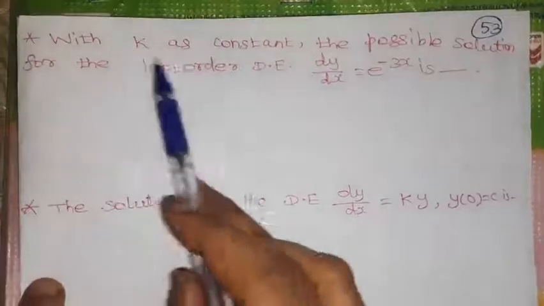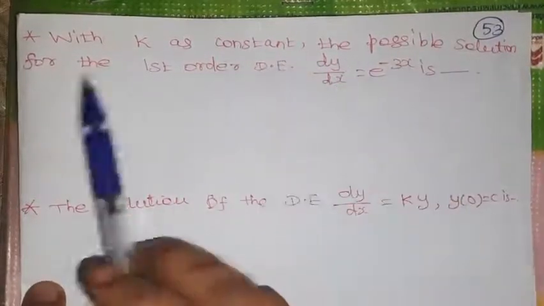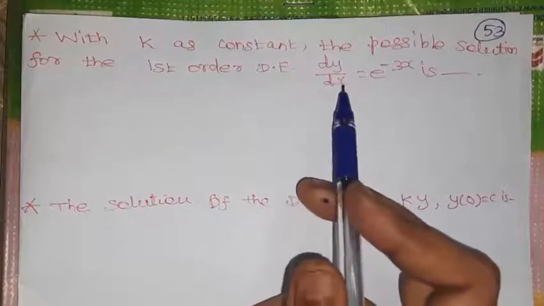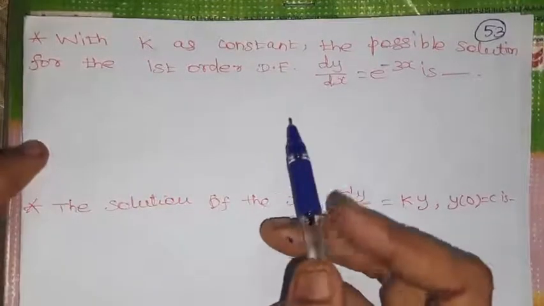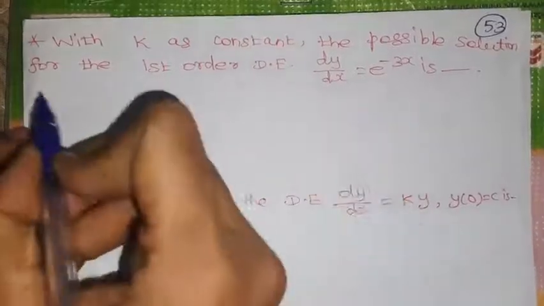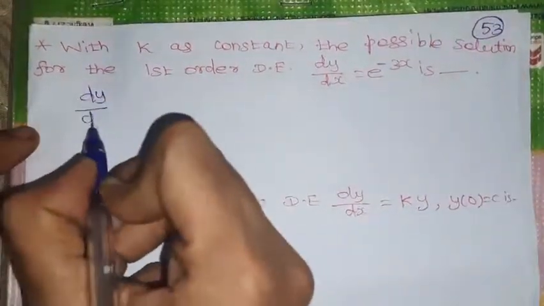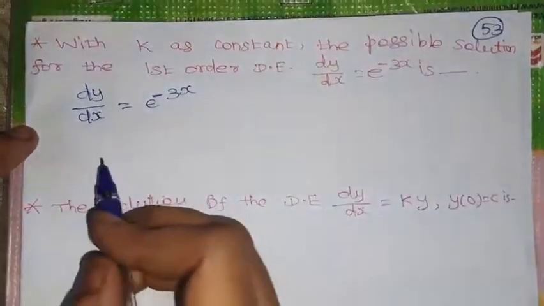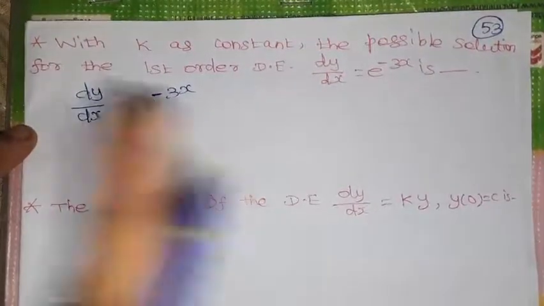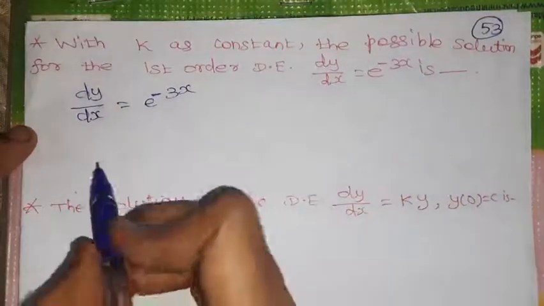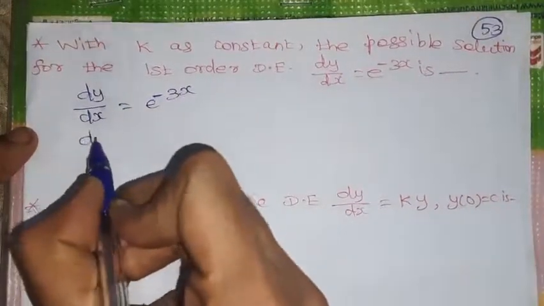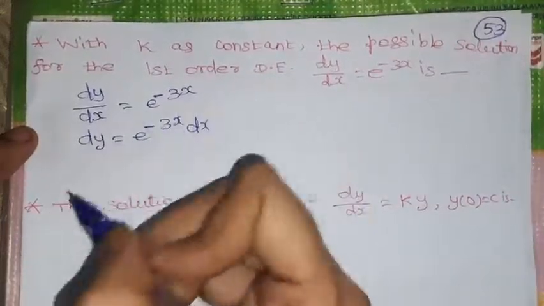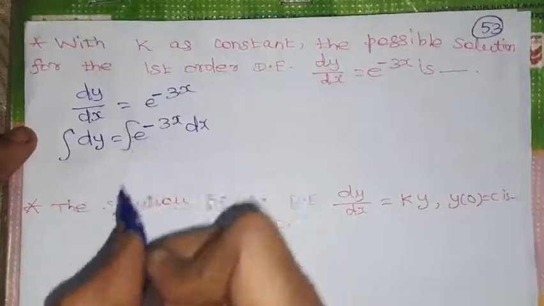See, with k as constant, the possible solution for the first order differential equation dy by dx equal to e power minus 3x is. So what is given? dy by dx equal to e power minus 3x. So using the variable separable method, x on one side and y on another side. So dy equal to e power minus 3x into dx. Just cross multiply this, then we need to integrate, right?